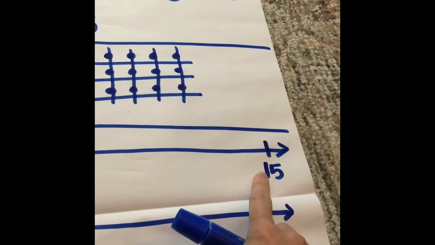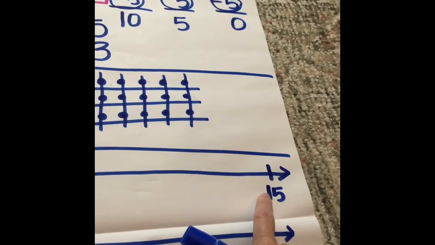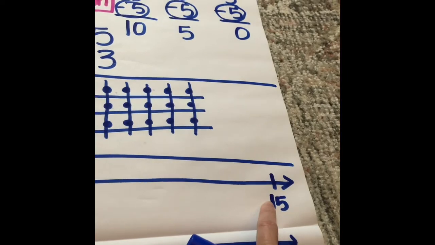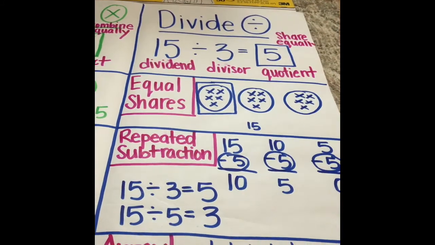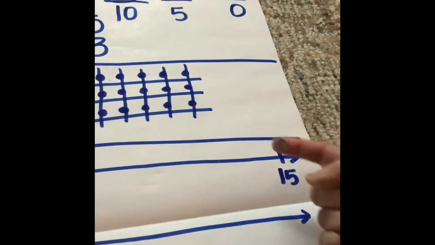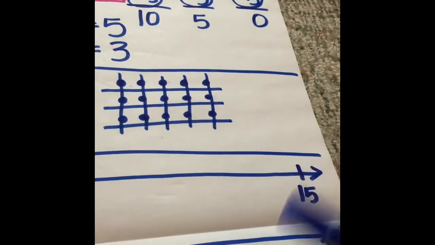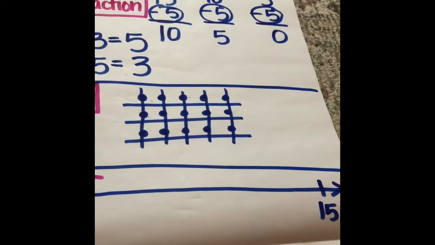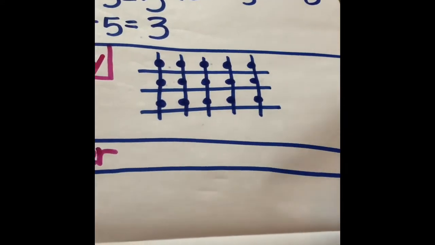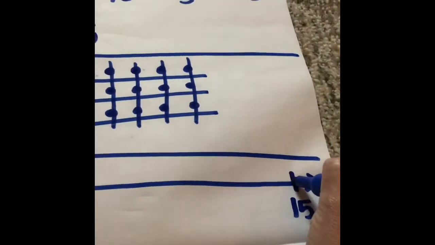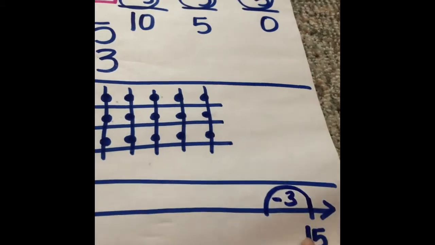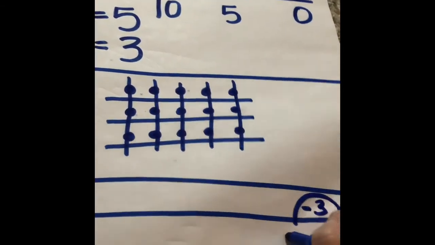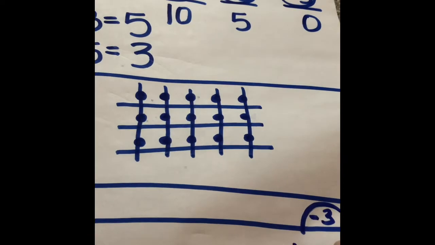So this time I'm not going to worry about how many jumps I'm going to do. I just want to know what I'm jumping by. So I'm going to look at that divisor, and that divisor tells me that I need to do jumps of 3. But this time, because I'm going backwards, instead of adding, I am subtracting. So I'm going to do 1 jump at a time. If I go backwards 3, that's minus 3. 15 minus 3 is 12.